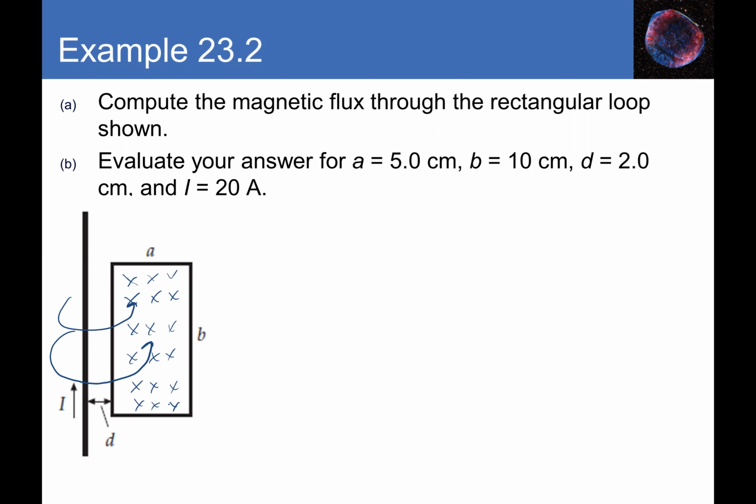It's going to be into the page. That means all that region to the right of the straight wire is into the page, but I'm only interested inside that rectangular loop. So I can ignore everything else and say, okay, the magnetic field inside the rectangular loop is into the page.